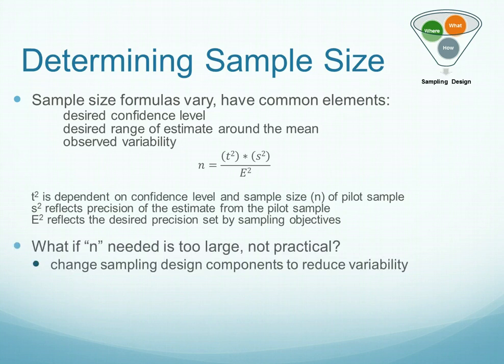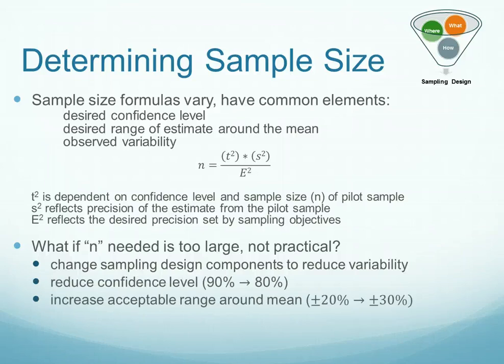What happens if we calculate a sample size and it's larger than we can practically sample? One thing we can do is change the sampling design components in order to reduce the variability. So we would look at the type of sampling unit, how they're oriented, possibly the length or the shape of the sampling unit, and see if by changing that we can increase our precision. Other choices that we can make are to change the confidence level and also to change the acceptable range around the mean. So we can alter our sampling objectives if that's the only way that we can reduce our sample size.